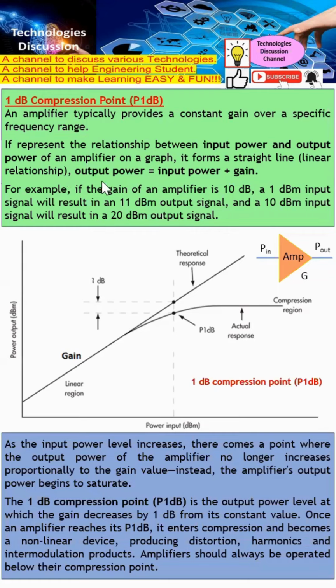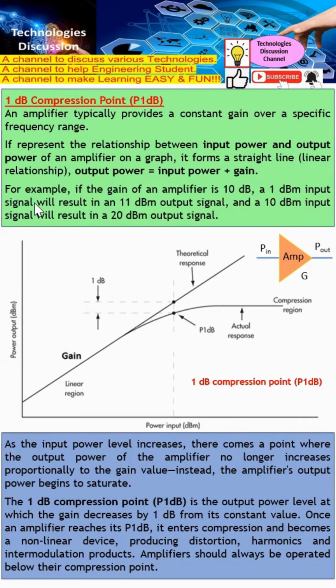This can be governed by this equation: output power equals input power plus gain. Let's take a look at this diagram here. This is the range that we call linear, which means it obeys this equation: output power equals input power plus gain. This will be the input power, this will be the output power, which simply means that input power plus the gain of an amplifier equals the output power.